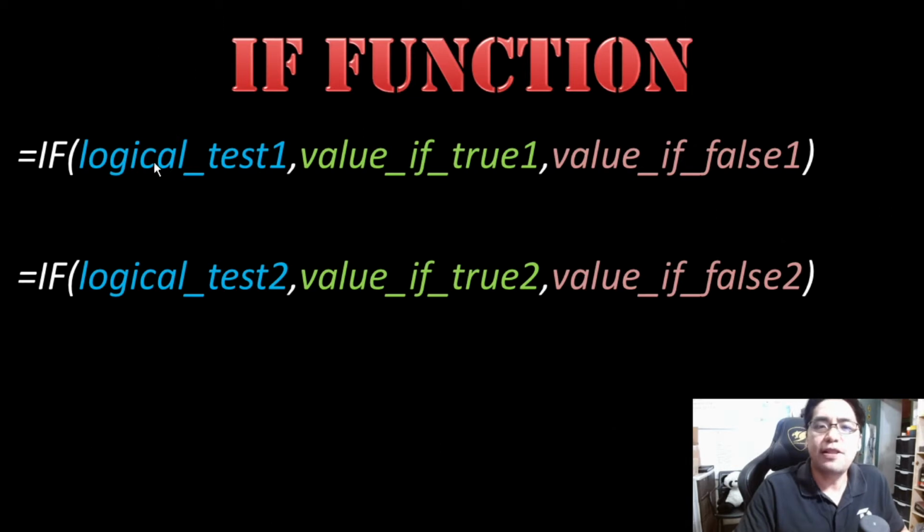So for example, you have here on the screen two logical tests. You have the first logical test, and this is what happens: value if true 1 is what happens to the cell if the first logical test is true. Value if false 1 is what happens to the cell if the first logical test is false, right? Then you have the second logical test. The value if true 2 is what happens if the second logical test is true, and the value if false 2 is what happens if the second logical test is false.